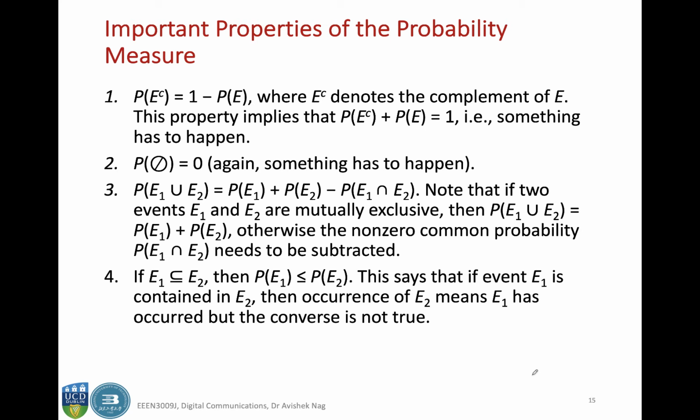So if, let's say, E is the event of having a head when you are tossing a coin, then E complement will be the event of having a tail, and both of them have probability half. So this property holds. The probability of E complement in case of tossing a coin is half, and 1 minus the probability of E will also give you half. Then you can test this for other random experiments also.